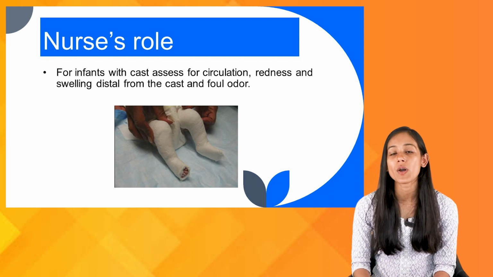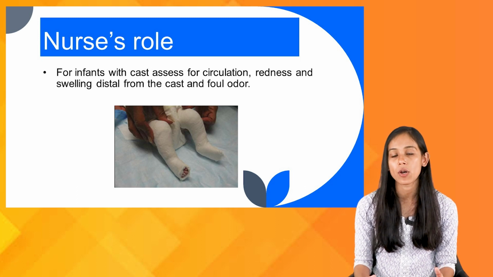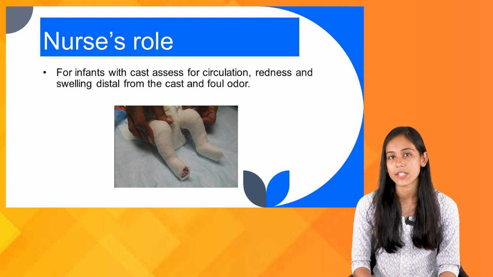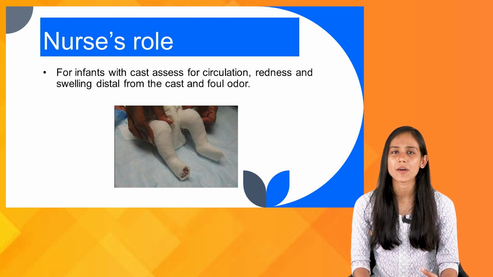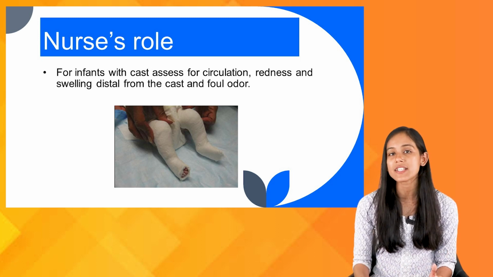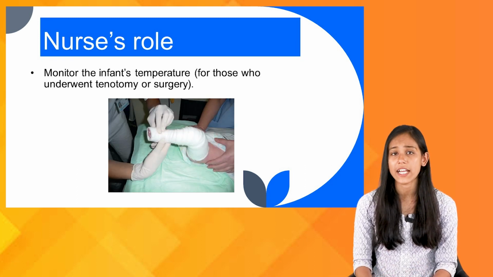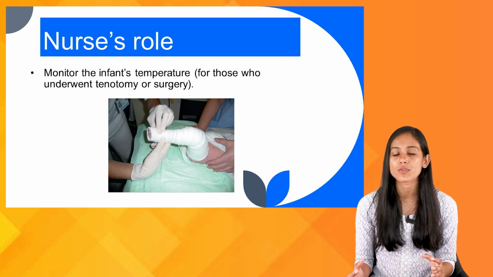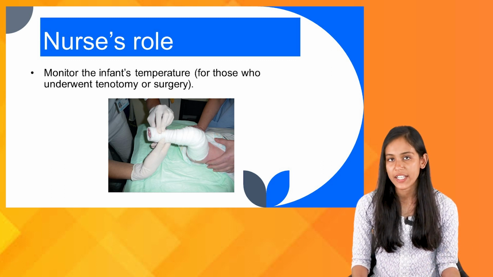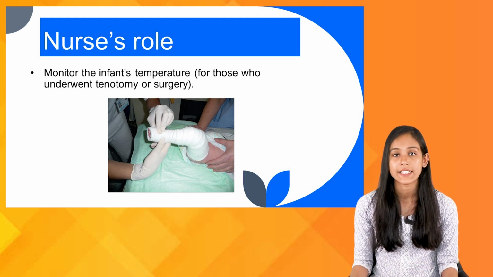Well, the infants who have already undergone the surgery will have plaster cast applied on their lower extremities, right? So you have to assess the circulation, and whether there is redness or swelling, or any abnormal odor, which you can find out from distal to the plaster cast. All these things you have to assess. And then you have to monitor the vital signs of the child, and specifically the temperature. The children who have undergone tenotomy might get infection, and because of the infection they will have fever. So you have to continuously monitor their temperature.